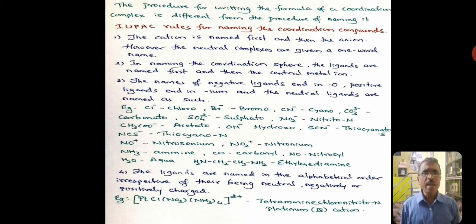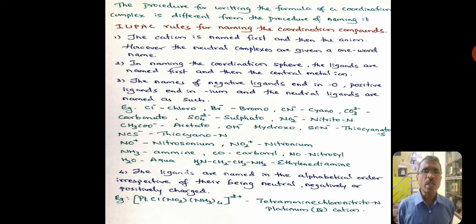The ligands are named in alphabetical order irrespective of their being neutral, negatively or positively charged. This is a very, very important rule. While writing the formula of a coordination compound, the negative ligand should be written first and then the neutral ligand. But while naming the coordination compound, irrespective of whether it is negative or neutral, it should be named in alphabetical order.